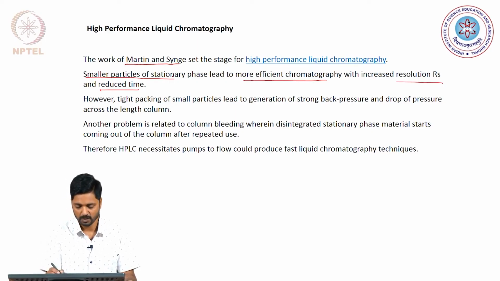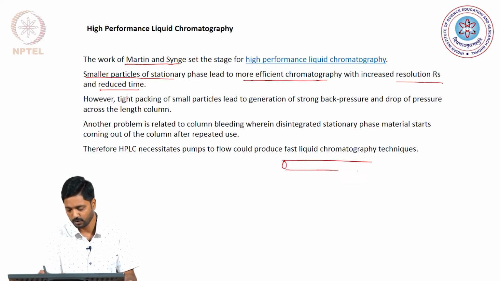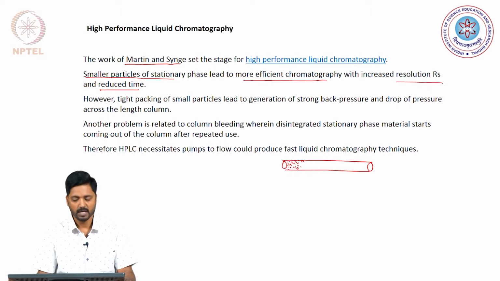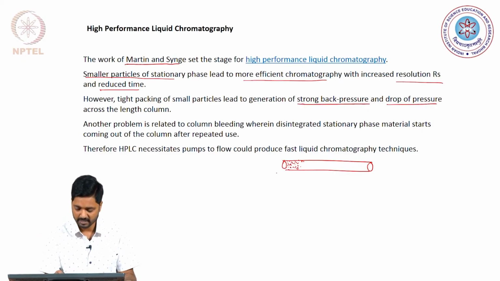So, if I have a column, I would want to ensure that my stationary material particles are very nicely packed inside these columns, so that efficient separation can be achieved. Now, that brings about another level of challenges with regards to the actual practice of liquid chromatography, and that is the generation of strong back pressure and drop of the pressure across the column length. Let us try to understand this.